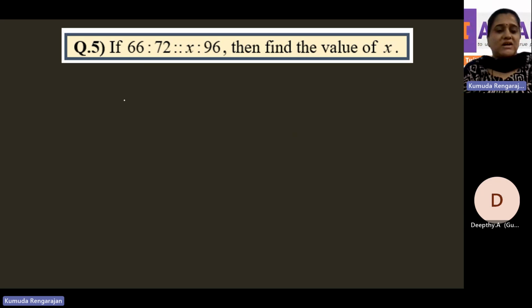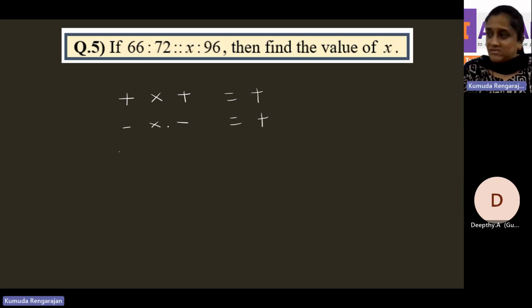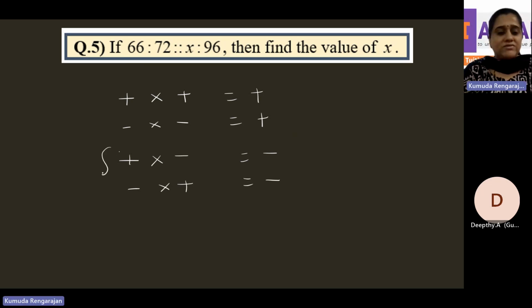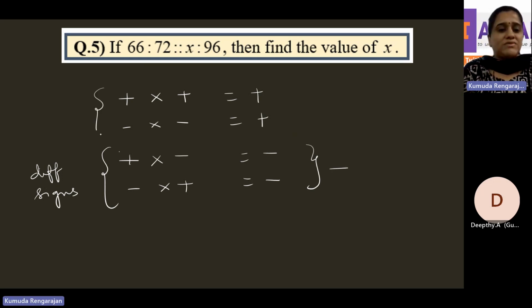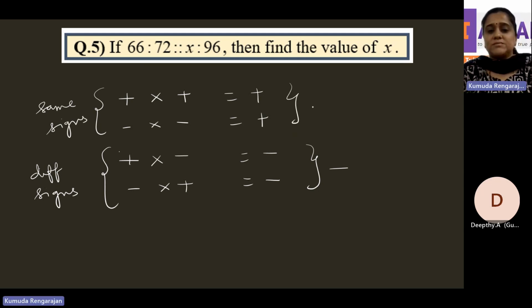You can make a note of this chart later. Multiplication, how do you multiply signs? Plus into plus is plus. Minus into minus is also plus. When you multiply same signs, it is plus. When you multiply different signs, it is minus.